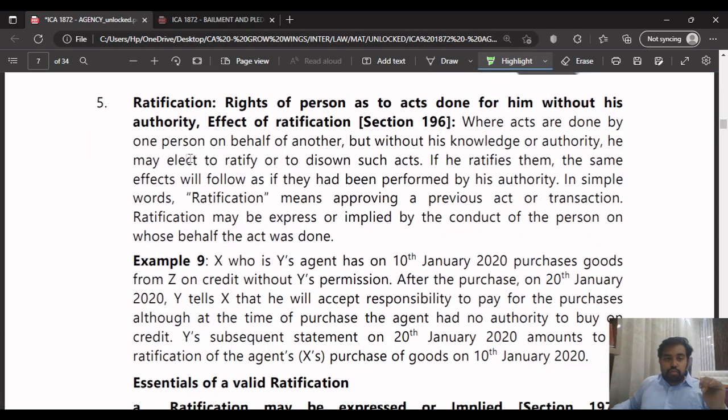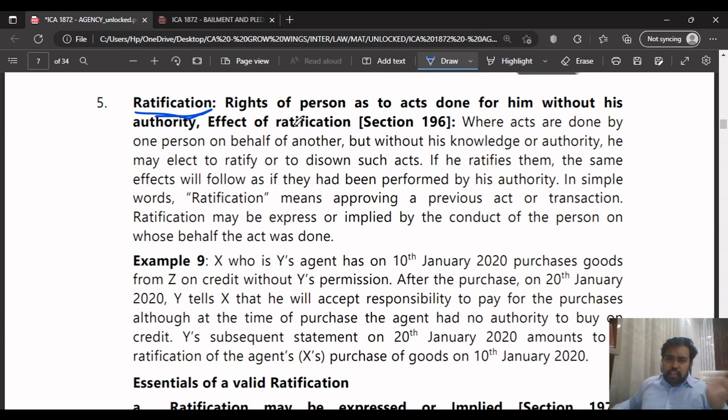Now coming to the fifth mode of agency, what does it say? Ratification. Ratification means what? To give consent. Ratification means a certain act was done by the agent. Now the principal will ratify it. He'll accept it. He'll give consent that yes, he has done it on my behalf. That is what ratification means.